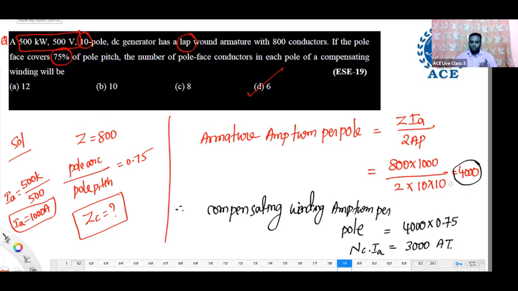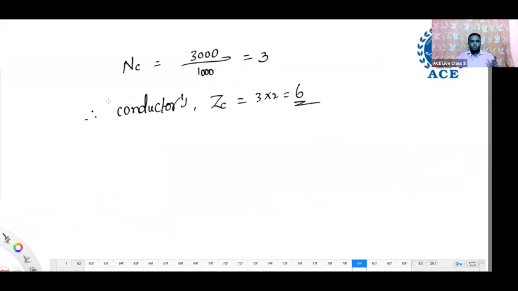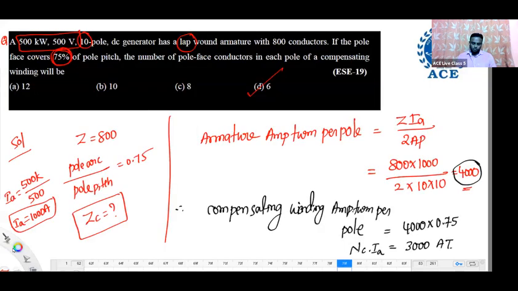What we did: first we calculated armature ampere turn per pole, means one pole pitch, which is 4000. But how much can the compensating winding compensate? Only in the polar region. Polar region means how much it is covering? 75%. That's why I multiplied 0.75 to get 3000. That is equal to number of turns into current. What is the current in the compensating winding? Armature current only. That's why IA. And this is the number of turns in the compensating winding. First we got 3 turns. But what is the question? Number of conductors they asked. Conductors is double the turns. So that is 6 conductors. Okay, clear, all of you?